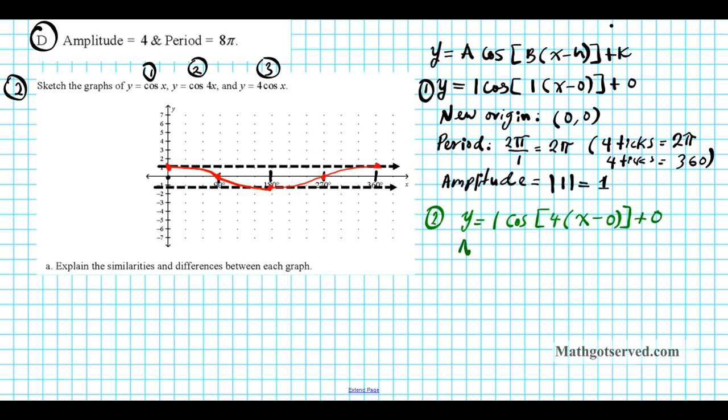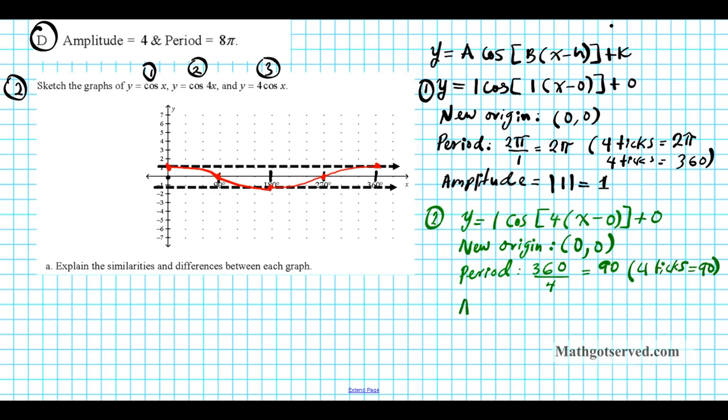Let's find our new origin. The new origin is going to be the opposite of the number next to x, which is 0, and then the number that's been added or subtracted from this term, which is 0 also. Our period is going to be 2 pi, or let's use 360 this time. 360 and 2 pi are the same thing. So 360 over b, which is 4, so 360 over 4 is going to be equal to 90. That tells us that for our calibration, 4 ticks is equal to 90.